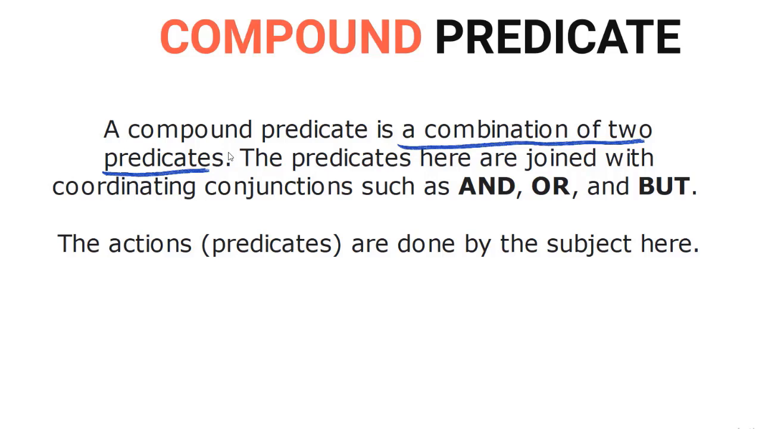And the compound predicates are joined with conjunctions such as and, or, and but. These are coordinating conjunctions, right? And note that the actions here in the predicates are done by the subject here. One subject doing both the actions. Let's look at this example and understand the concept of a compound predicate.